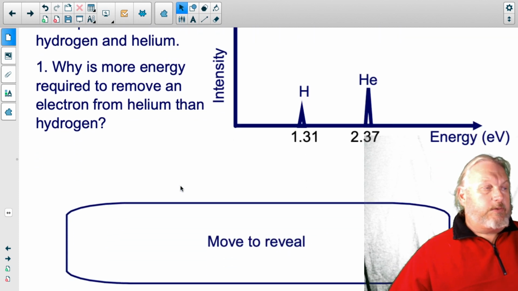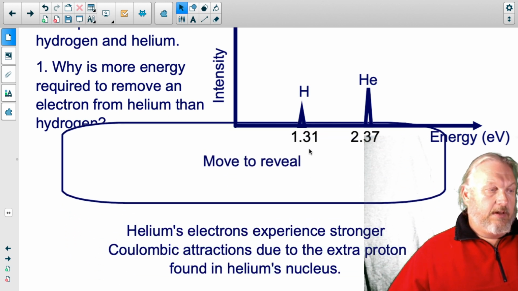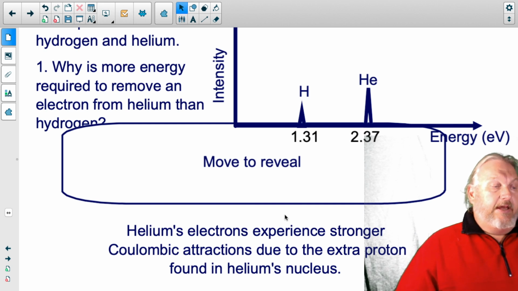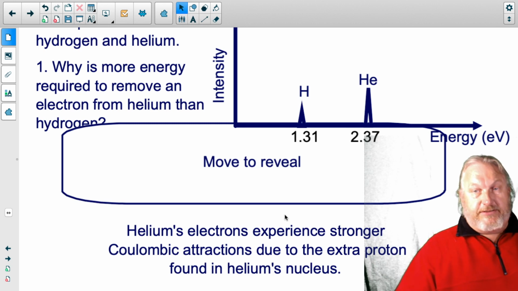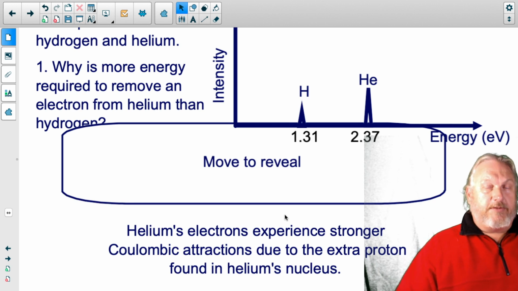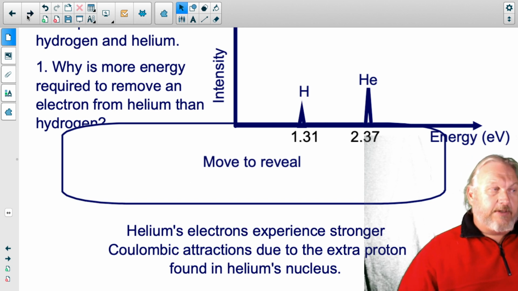Why is more energy required to remove an electron from helium than hydrogen? Because helium's electrons have a stronger Coulombic attraction due to the extra proton found in helium's nucleus. So with two protons and two electrons, one more proton, or positive charge, is going to hold that negative electron a little bit stronger.